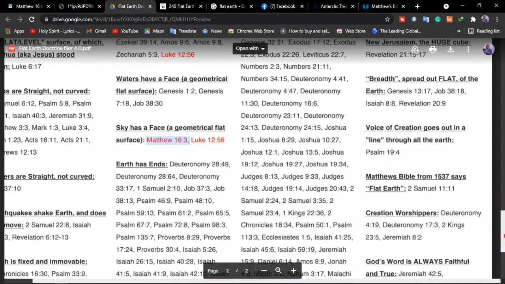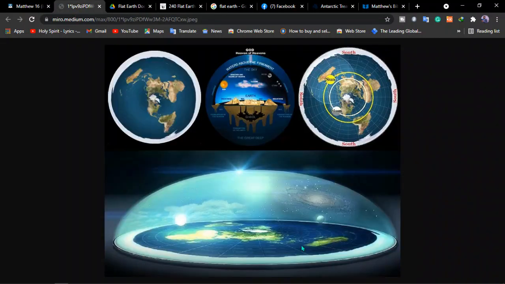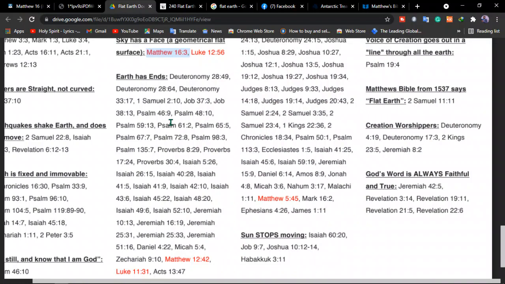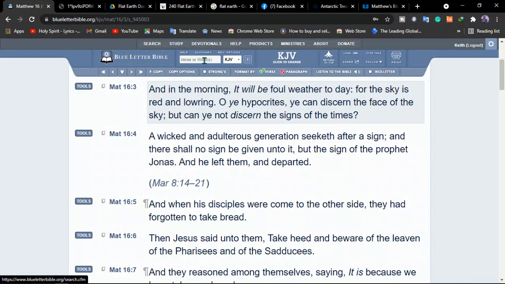All right. The earth has ends, okay? For those who say the earth does not have an end, that you cannot see the end of the earth, no, the earth has ends. And the verses are many here. I'll sample maybe three or four as we wind up, all right? Deuteronomy 28, verse 49. What does it say?